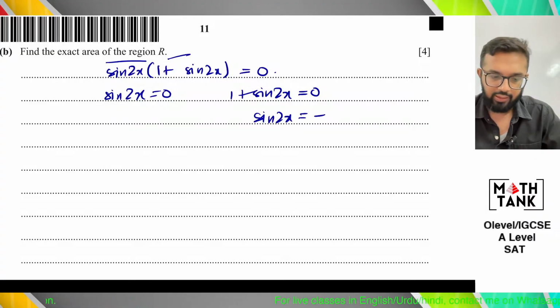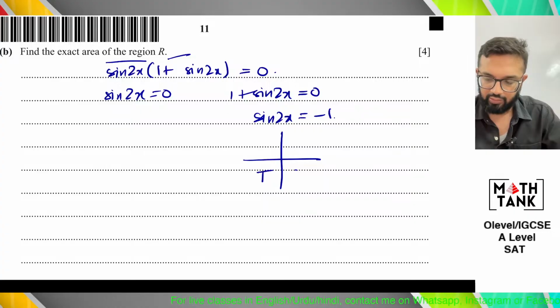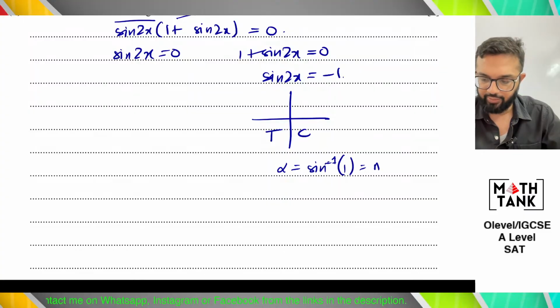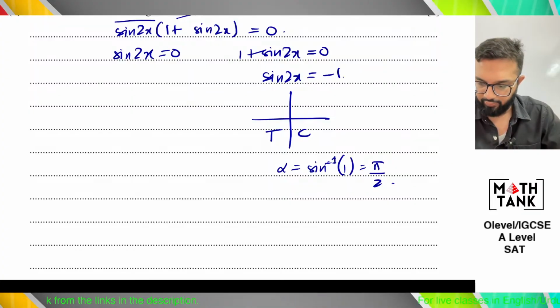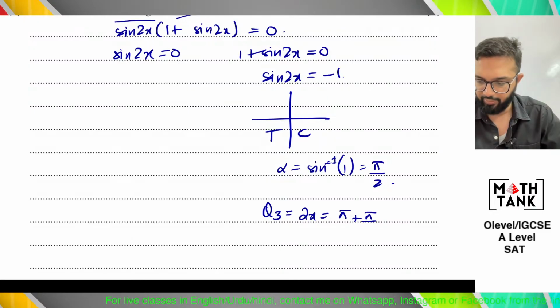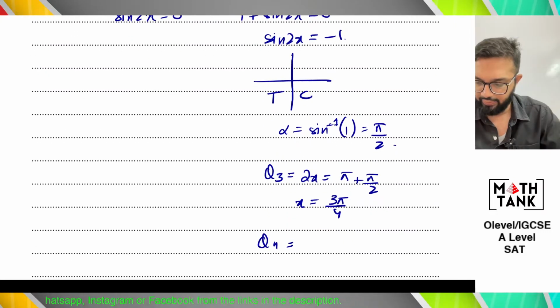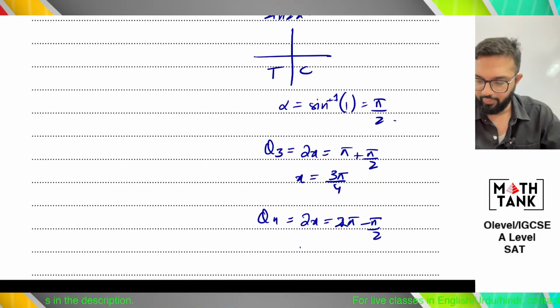Sine 2x equals to minus 1. B and C. Alpha equals to sine inverse of 1, is pi over 2. So quadrant 3 is 2x equals to pi plus pi over 2. X is therefore 3 pi over 4. And quadrant 4 is 2x equals to 2 pi minus pi over 2. That's also 3 pi over 4.